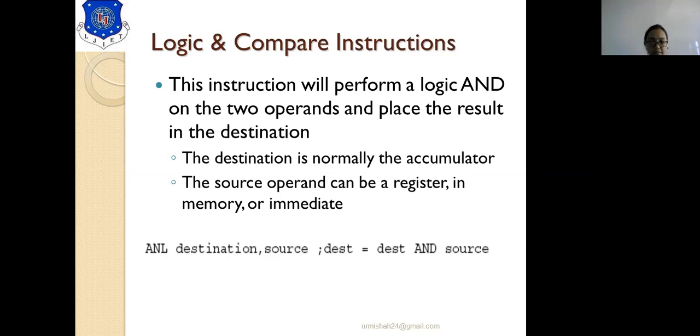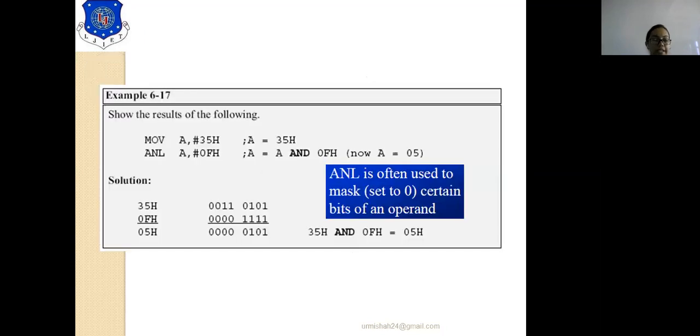So let's start first with the AND instruction. For logical AND, the syntax is ANL. After that, you have to write the name of the destination register and then the source operand. So let's see the example here.